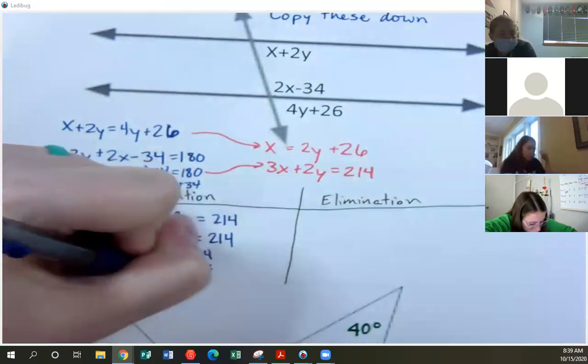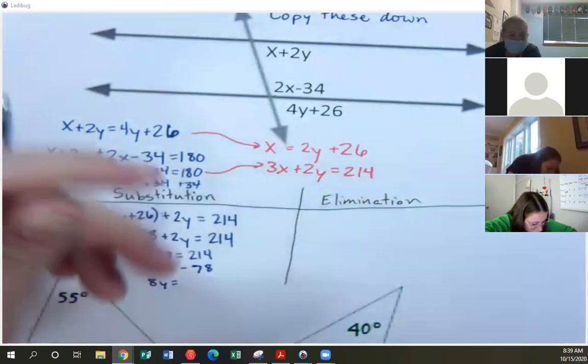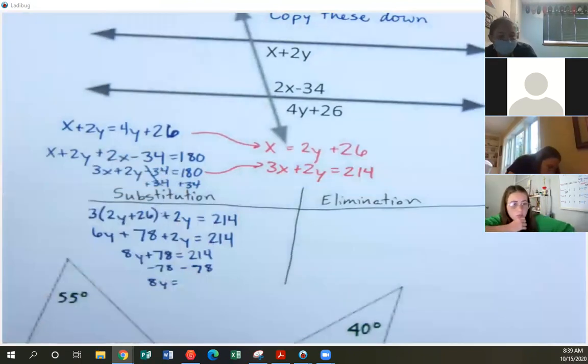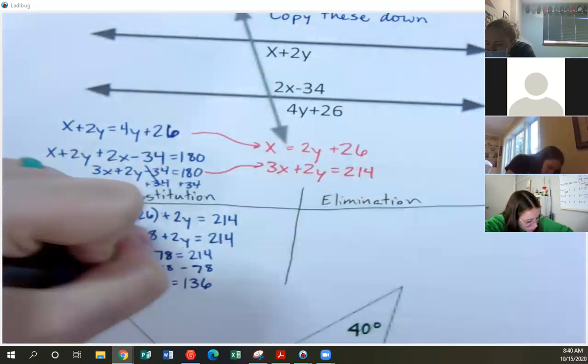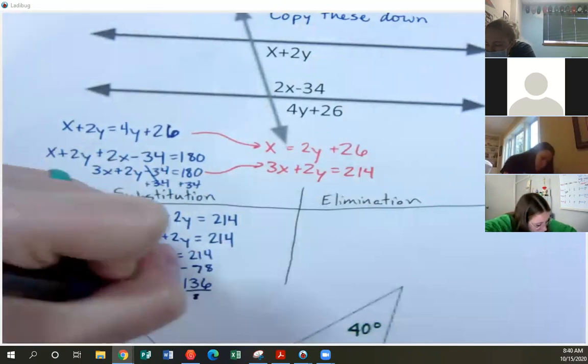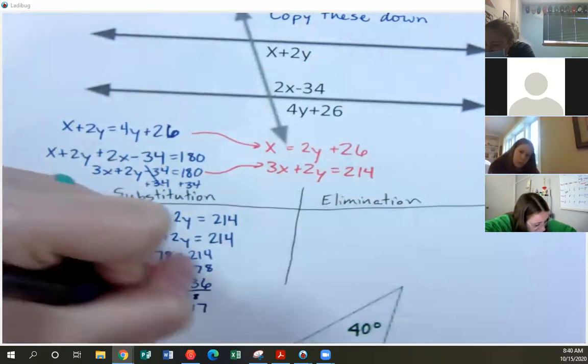8y equals, oh goodness, what is that going to be? I think I already solved this, so I don't have to do it in my head. 136. And then when I divide by 8 on both sides, I get 17. All right, cool, I have 17. Oh, it's hard to see now.